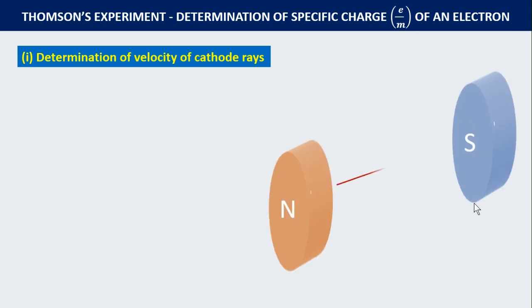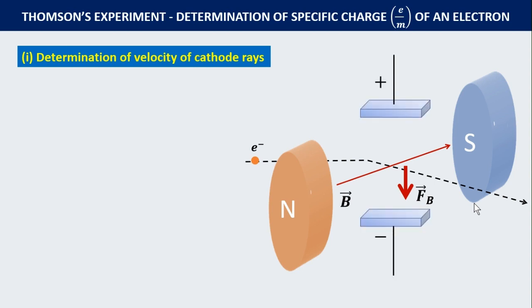Now, this is the magnet. The magnetic field is from north pole to south pole. And when this electron gets into the magnetic field, it is vertically deflected downward. The magnetic force is in the vertically downward direction. We call it F_B vector. Let us have now both the fields.